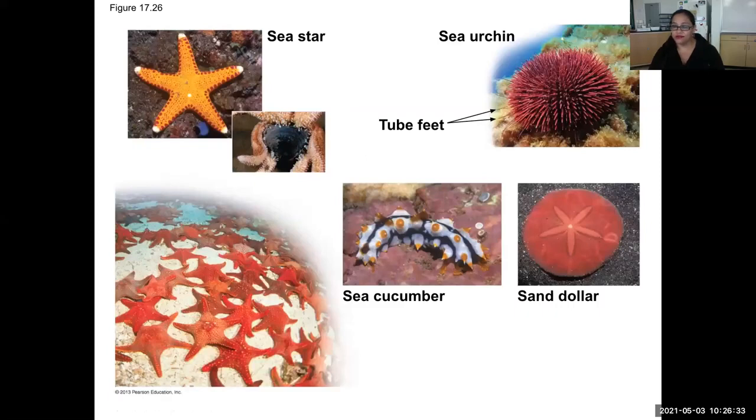Sea stars, starfish are the typical echinoderm example. But sea urchins, which sometimes look like sea anemones, but they're in 2 different phyla. Sand dollars, sea cucumbers, these are all echinoderms, part of phylum Echinodermata.